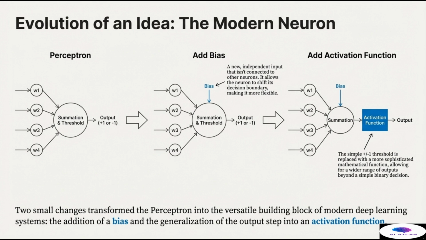The second, and arguably more profound, change is the replacement of the simple +1 threshold with a generalized activation function. In the final diagram, instead of a rigid, hard cutoff threshold, we incorporate a sophisticated mathematical function. This function allows for a wider range of outputs, not just +1 or -1, and most crucially, it introduces nonlinearity. This is the secret ingredient that solves the perceptron's fatal flaw. By introducing nonlinearity, we allow a network of these neurons to model complex, curved decision boundaries, making it possible to solve those previously impossible non-linearly separable problems and escape the collapse we will soon discuss.